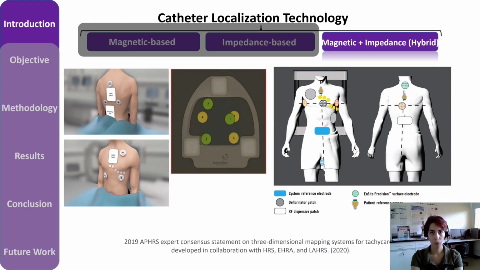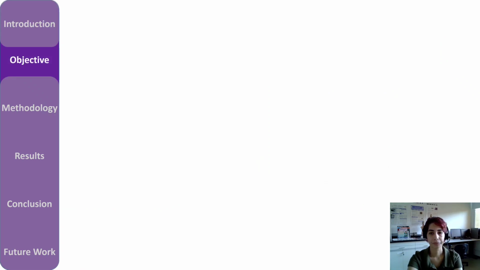But nowadays, most of the systems use a combination of these two technologies for catheter localization, which is called hybrid. It is a mixture of magnetic and impedance fields. In the left figure, we can see the magnetic field frame and patches, which are located on the body surface of the patient. This figure is from the CARTO system, and the right figure is from the Insight system. Again, it has a magnetic field frame and patches, which are located on the body surface of the patient.